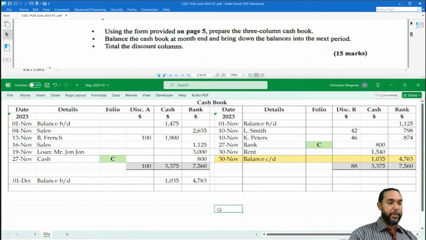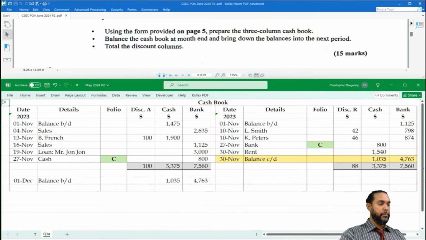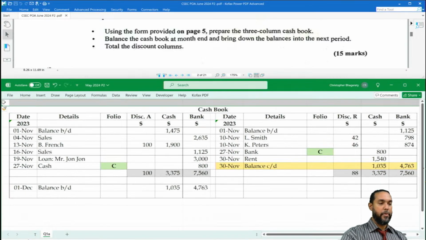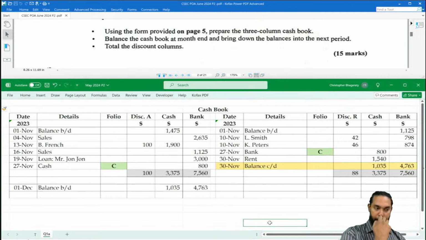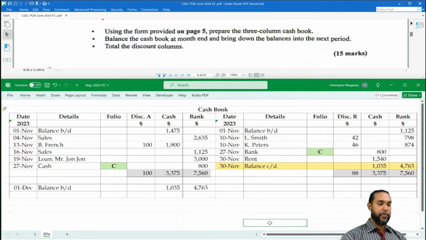Right. Okay. Any questions at all? Anything? All right. Scroll up. Yeah, that's the whole thing there. All right, good to go? Okay. Let's take a look at the next question.